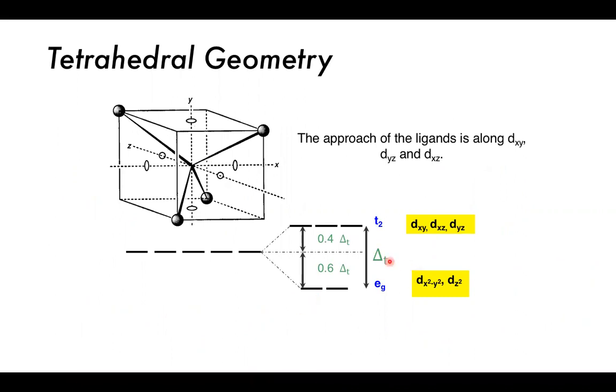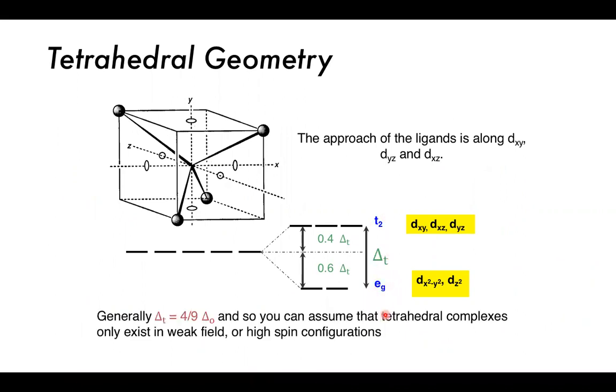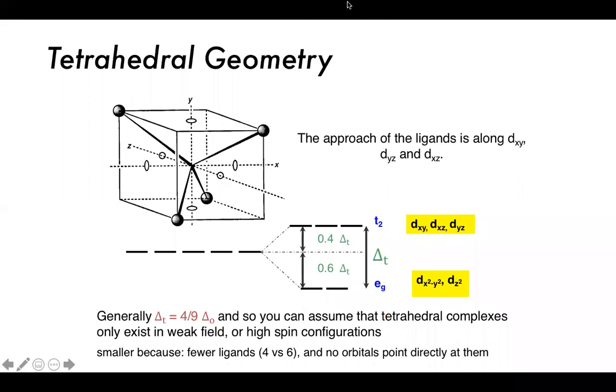So it basically becomes the delta tetrahedral, the T2 and the EG sets are inversed. So generally the delta tetrahedral is equal to 4/9 of the octahedral splitting energy. And so you can assume that tetrahedral complexes only exist in weak field or high spin configurations. Why? Well, if it's 4/9 of the delta O, then it's going to be much smaller. It's smaller because of fewer ligands, 4 versus 6, and no orbitals point directly at them.